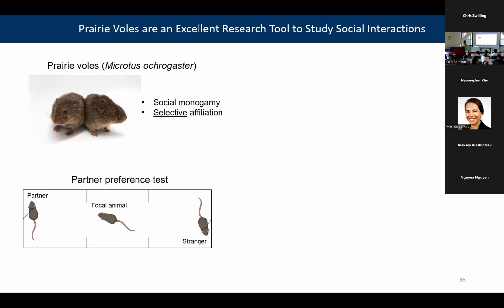And we can measure this doing something called a partner preference test. So what we do is we have a vole, or rather two voles, and we allow them to interact for a certain predetermined amount of time, right? So it could be a lifetime, it could be a short amount of time.